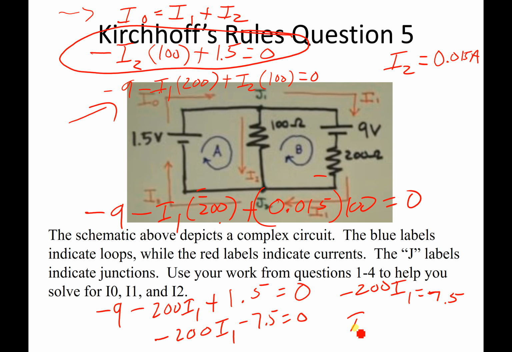When we do that, I1 comes out to be negative 0.0375 amps. Now, you can't really have a negative current. The negative current tells us that the direction that we have marked for I1 in our circuit is just the wrong direction. So instead of going this way, I1 is actually going this way. So we got the direction wrong. So I1 is 0.0375.